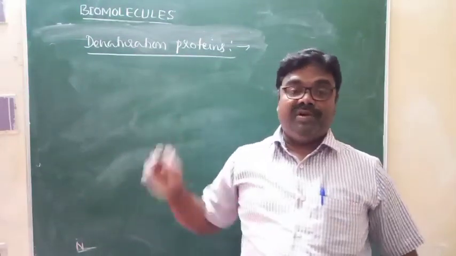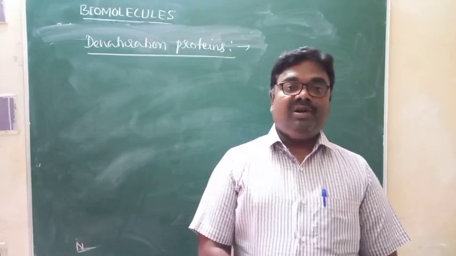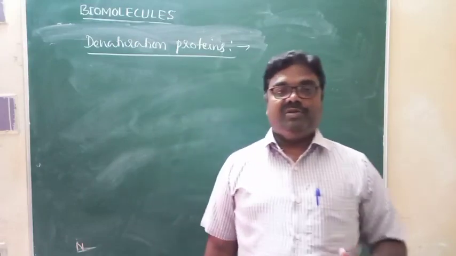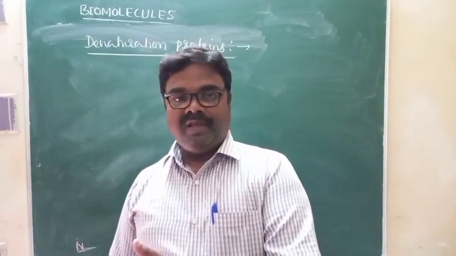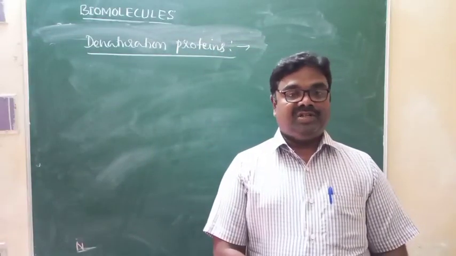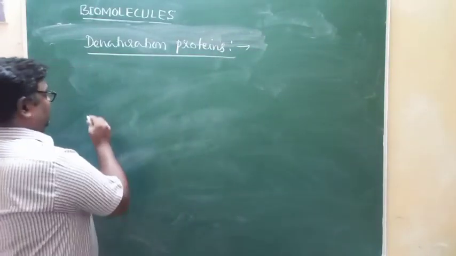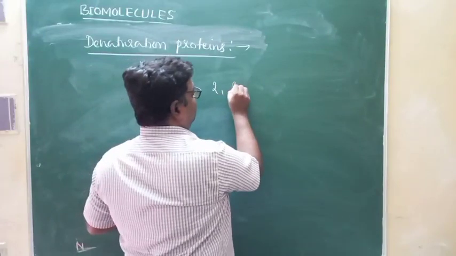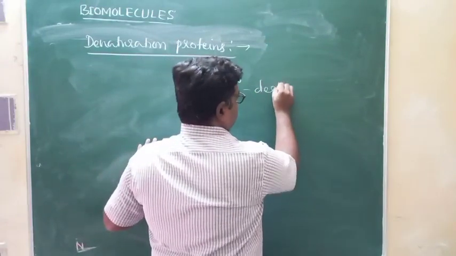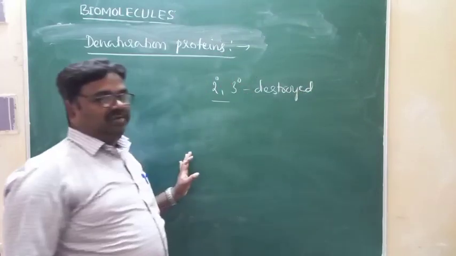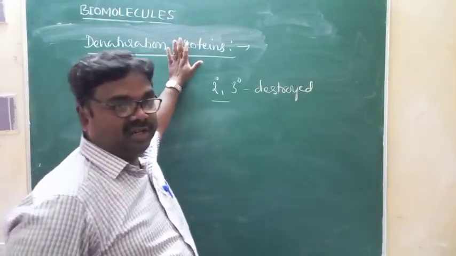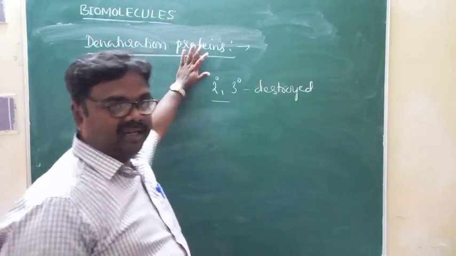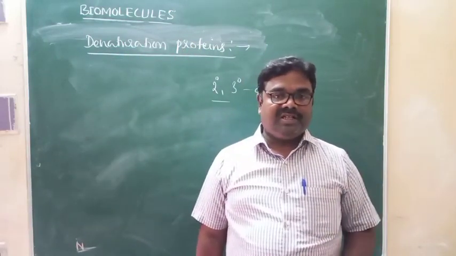Denaturation of proteins is a process in which protein loses its biological property when it is subjected to change in temperature and change in pH. During denaturation of proteins, secondary and tertiary structures of proteins will be destroyed, whereas primary structure of proteins will be retained and intact. That is, there will be no damage to the primary structure of proteins.